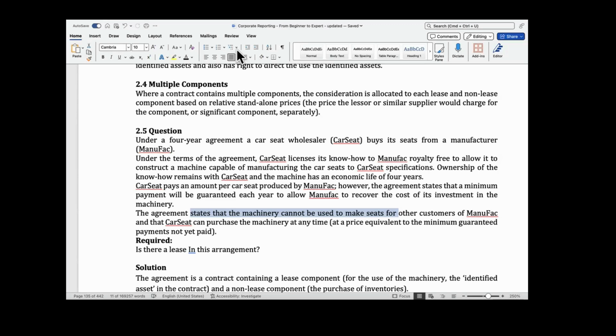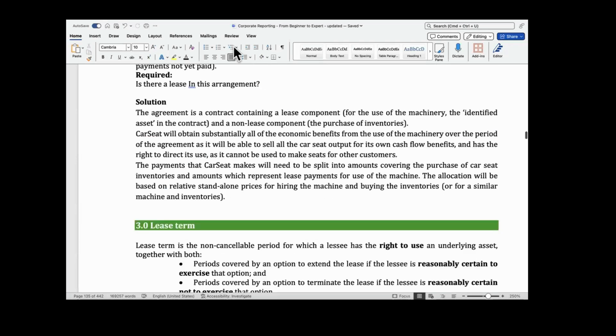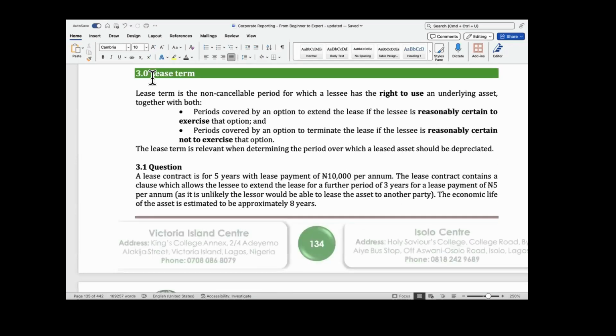So there is a lease in this contract. Just that it's not only a lease that is there. There is another component, which is the normal purchase agreement, the sales agreement to buy car seats from the manufacturer. That is also in the contract. But in addition to that, there is also a lease in this contract. Okay, so that's that for identifying a lease in a contract.